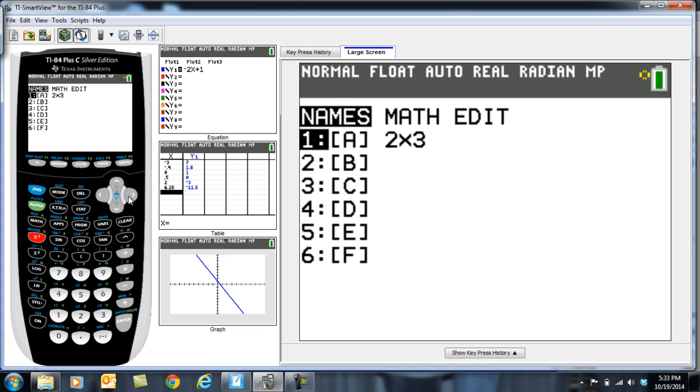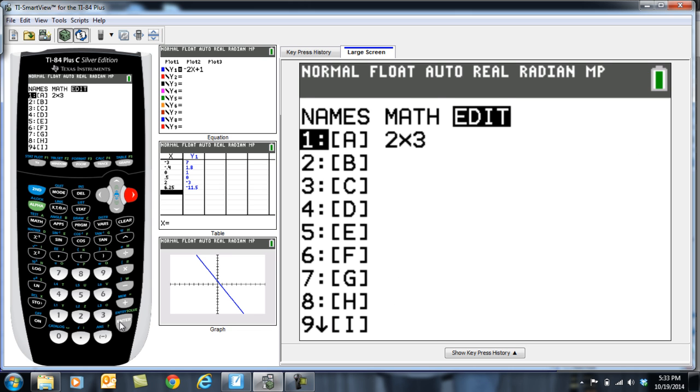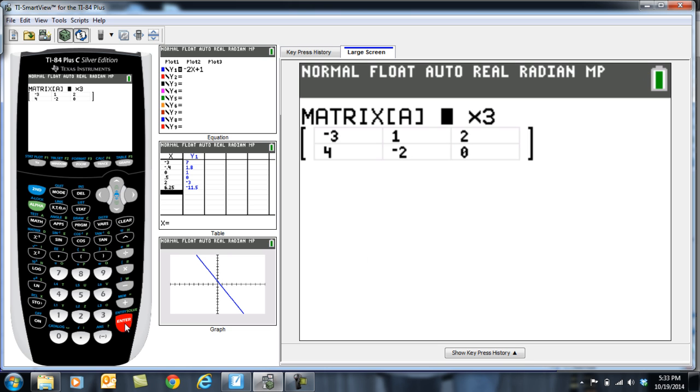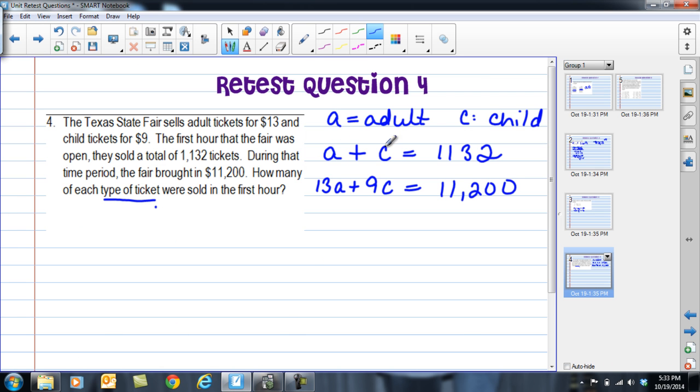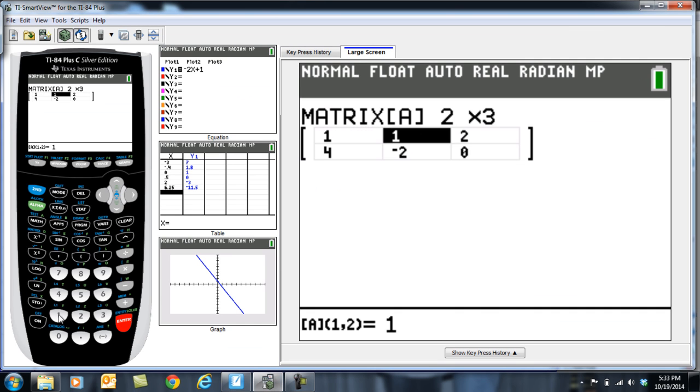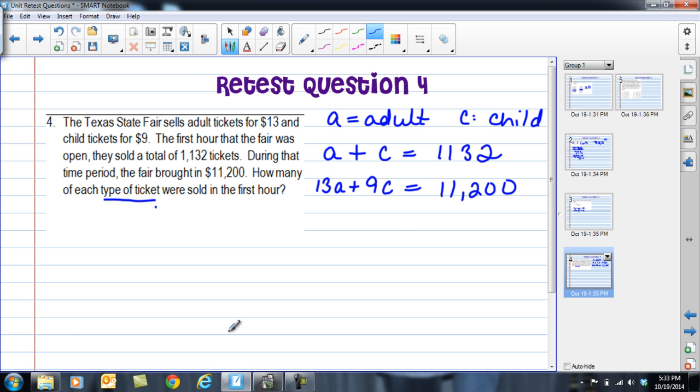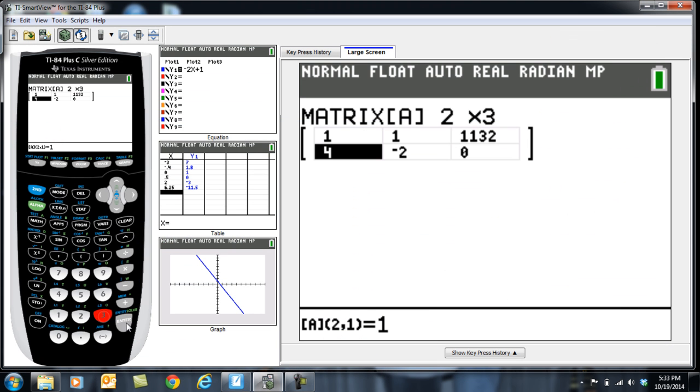I'm going to do second x to the negative 1, and I'm going to go over here to edit. And it's still a 2 by 3 matrix because I had 2 equations and 3 rows. And it looks to me like from my problem, my first row is 1, 1, and 1,132. So I'm going to type that in: 1, 1, and then 1, 1, 3, 2. And then it looks like my bottom row was 13, 9, and then 11,200. So I'm going to have 13, 9, and then 1, 1, 2, 0, 0.